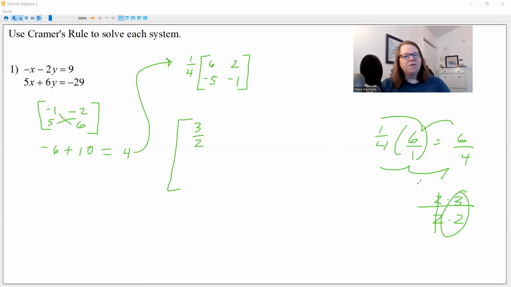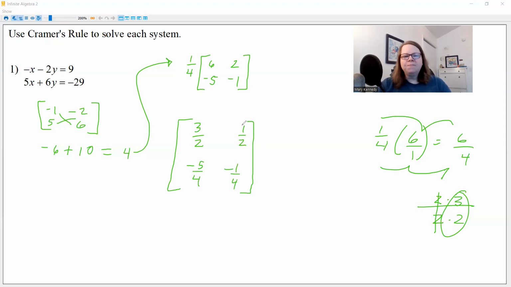Now I'm not going to do that for all of these because the point of this is not multiplying fractions. That's just a refresher. So 1/4 times 2 is 2/4, and that reduces to 1/2. And 1/4 times -5 is -5/4. And that will be -1/4.